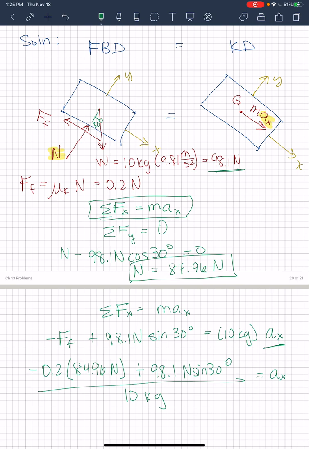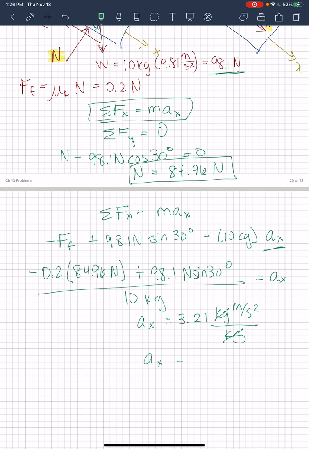So let's multiply that out. We get a sub x equals 3.21. And we get newtons divided by kilograms, and newtons are kilogram meter per second squared divided by kilograms. So we get a sub x equals 3.21 meters per second squared. And that's what they asked for.